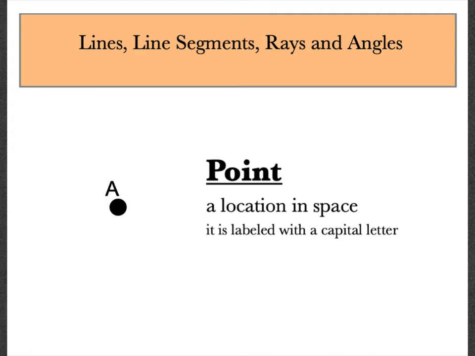So the people that talk about geometry really like capital letters. So we are going to label this with a capital letter. So this one is point A. We could also have point B, point Z, anything like that. So if I were to draw a point and then label it, I could label it point R. And that would be point R.